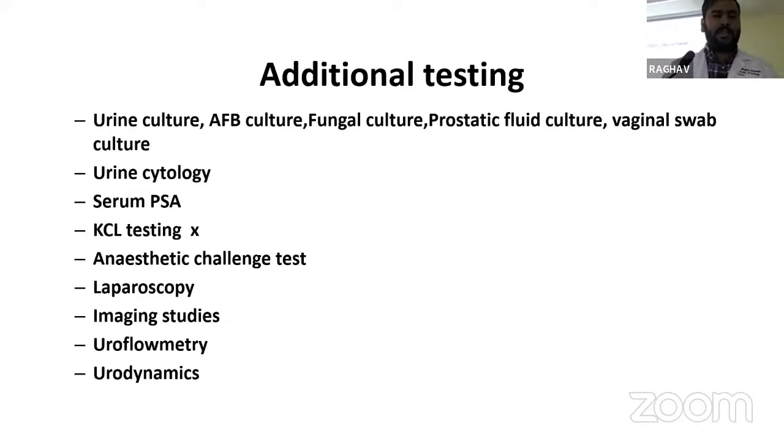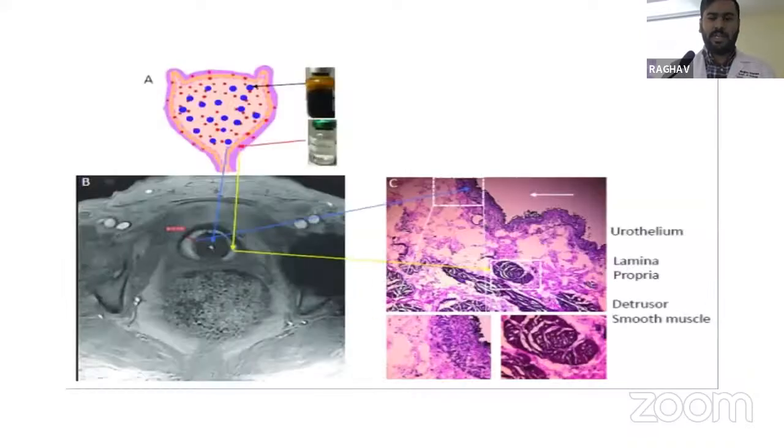Additional testing, we discussed urine culture, AFB culture, urine cytology, serum PSA. KCl testing has a historical value but is not done nowadays. Anesthetic challenge test can be used to diagnose as well as a therapy. Laparoscopy may be used to differentiate from endometriosis. Imaging studies are used frequently, as are uroflowmetry and urodynamics. Imaging studies may help to differentiate between different walls of the urinary bladder.